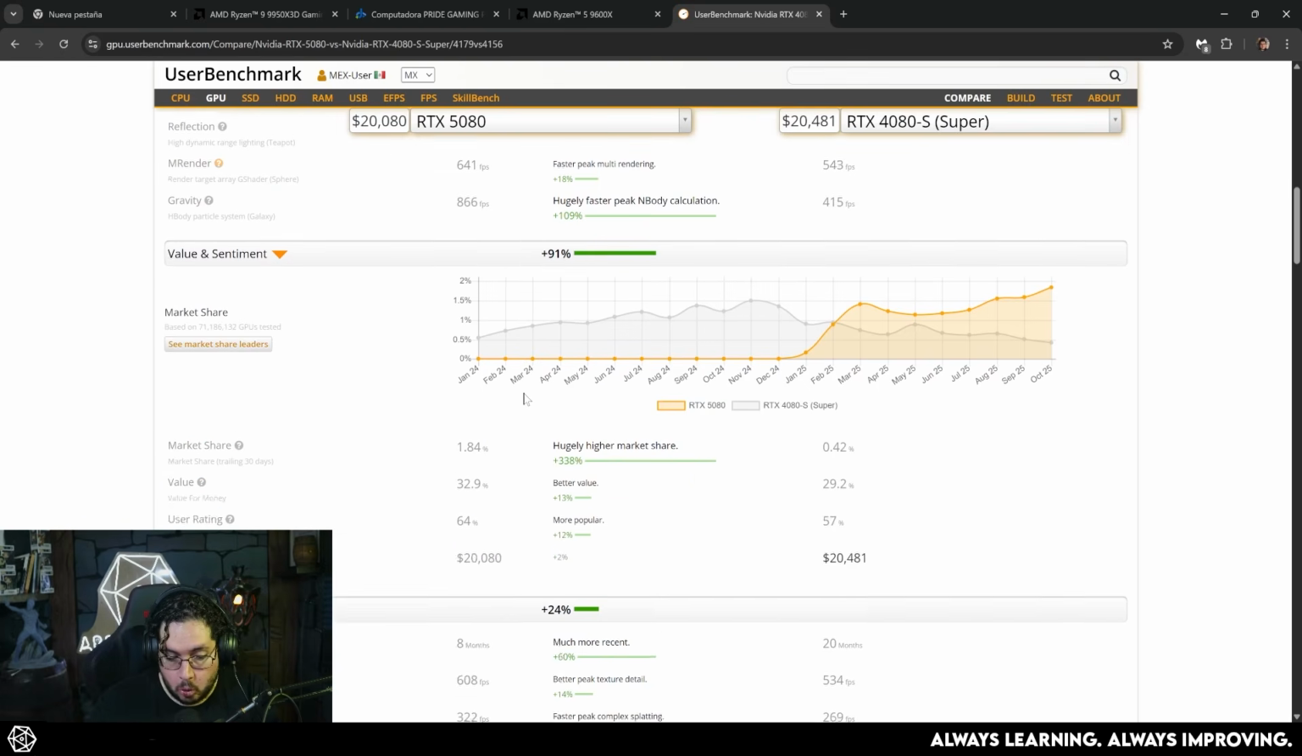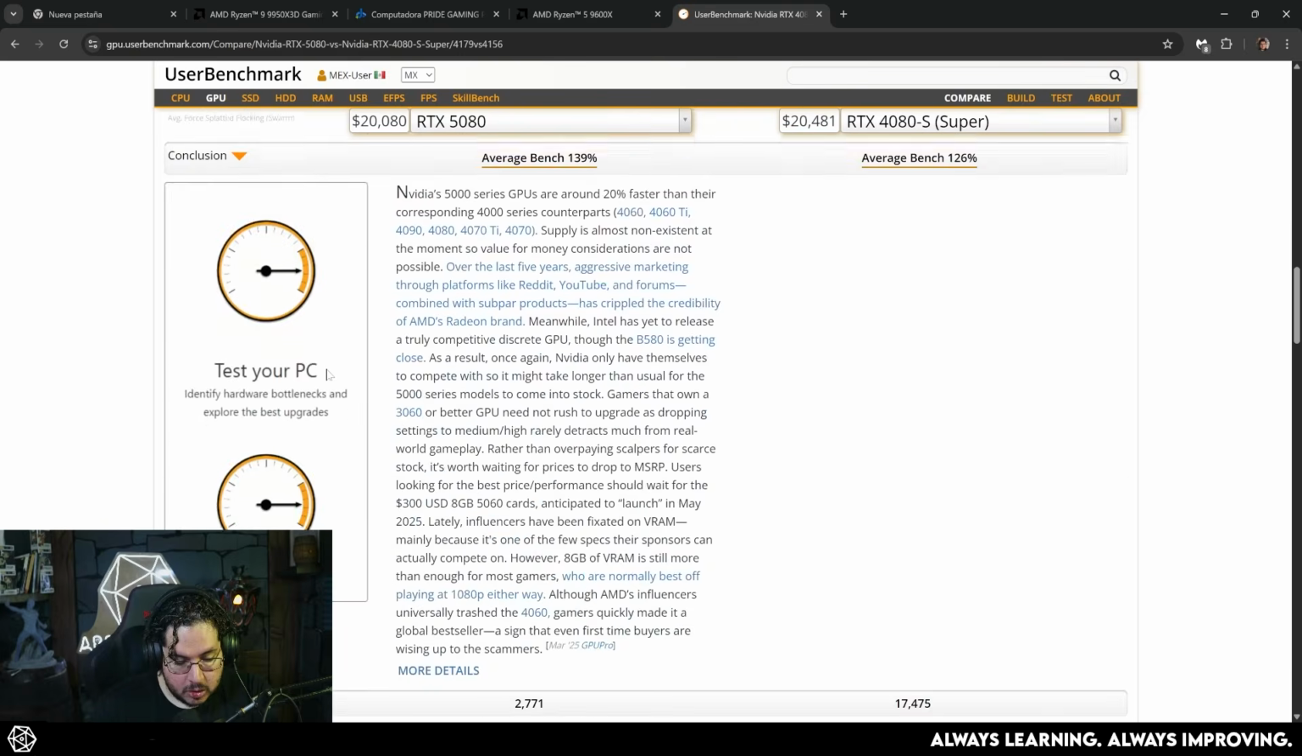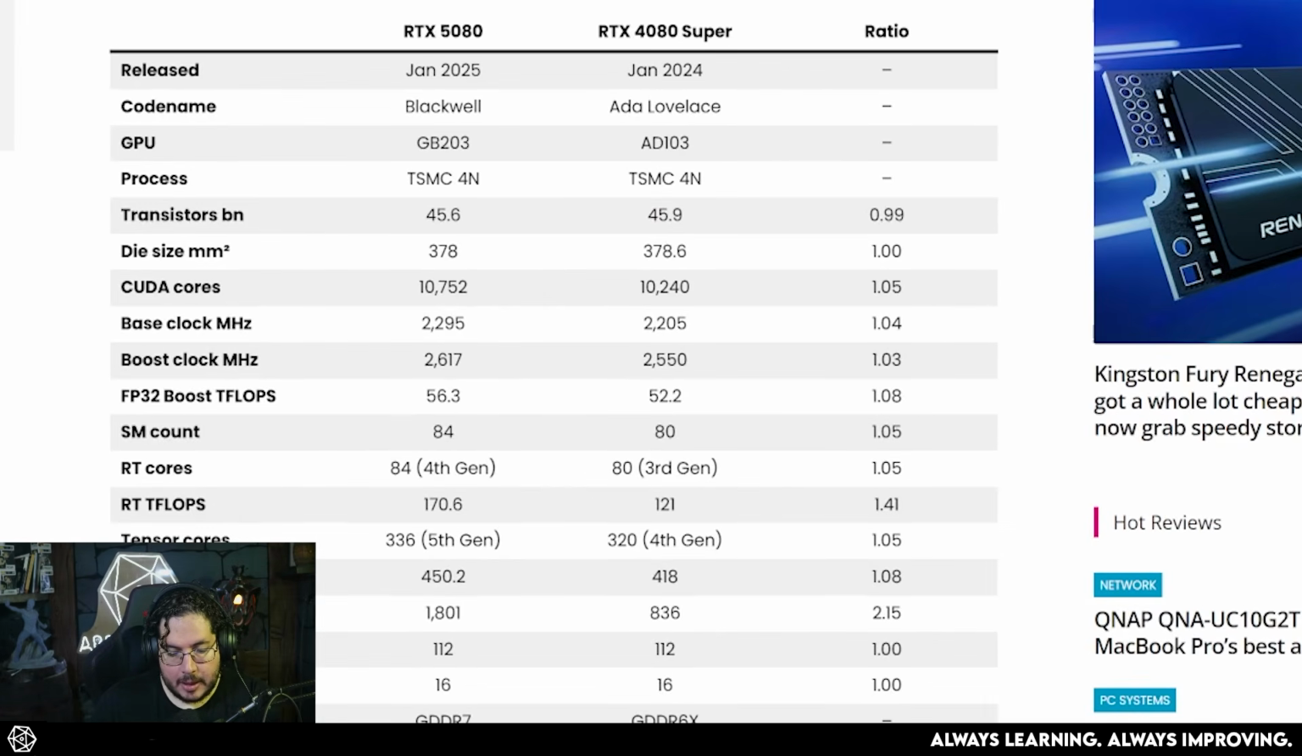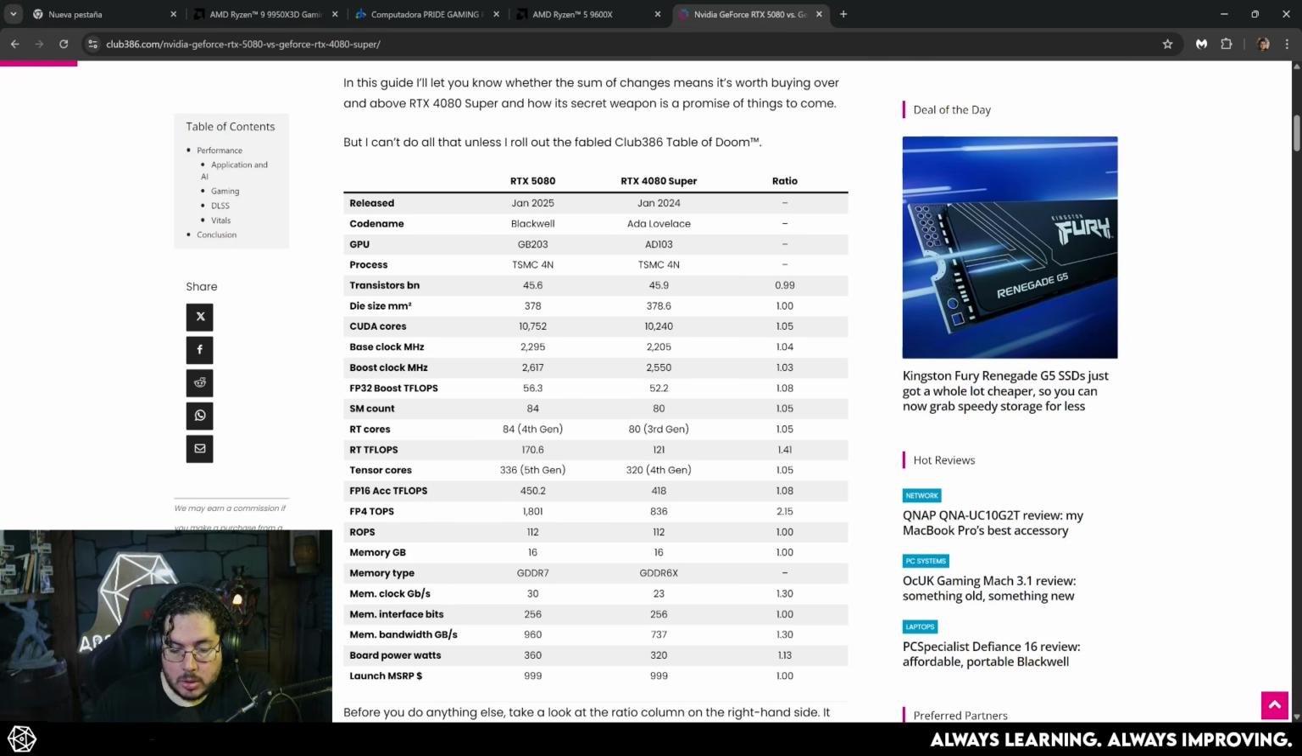One of the things that I always look for in my graphics cards are, as I mentioned, the CUDA cores. And you can check right here that the RTX 5080 has 10,752 CUDA cores, and the 4080 Super has 10,240 CUDA cores. So it's only like 500 more CUDA cores. It's not that much of an increase. I'm going to show you a different comparison here.